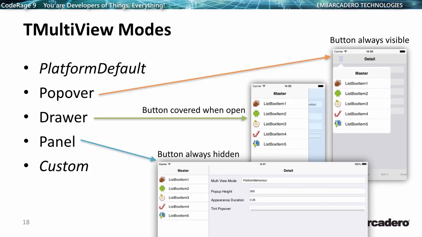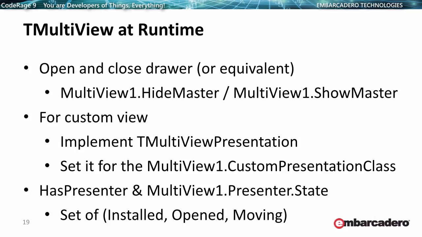You also have a custom option. For the custom option, you implement the TMultiView Presentation class. So you descend from the TMultiView Presentation class and implement it. There is a default one that you can see in the sample application that just is an alert that pops up in the middle, but you can implement it to behave however you want. You can have it push the master control to the right. You can have it do whatever you want. There are all sorts of possibilities there.